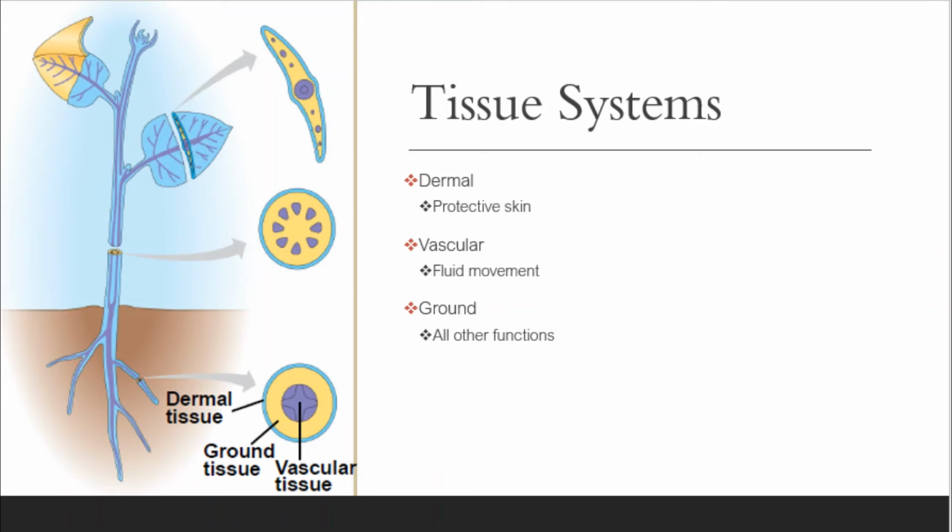The next is vascular. So we've already learned about vascular with the xylem and the phloem, and these just help to move fluid throughout the plant. And in the picture, it's the purple. And then the last is the ground tissue, and the ground tissue pretty much does everything else. So this is photosynthesis, metabolism, storage, and support, really a lot of other functions that are not found in dermal and vascular that a plant needs to survive. And so these are the three different tissues.